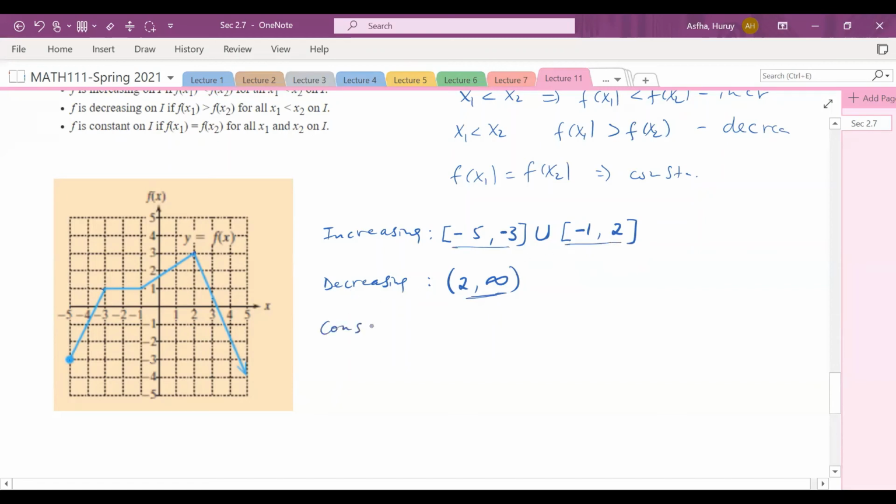How about constant? Well, as you can see, it's constant on this interval because the graph is horizontal here. Therefore, we have -3, -1. The graph is constant. Okay.